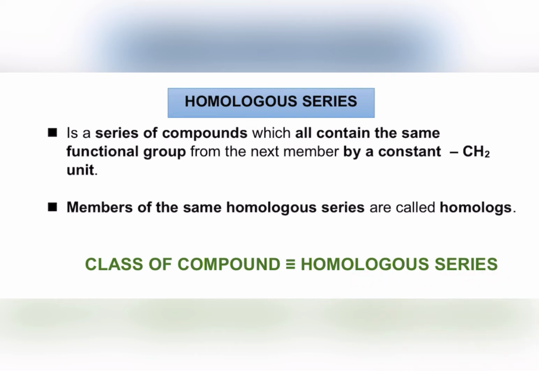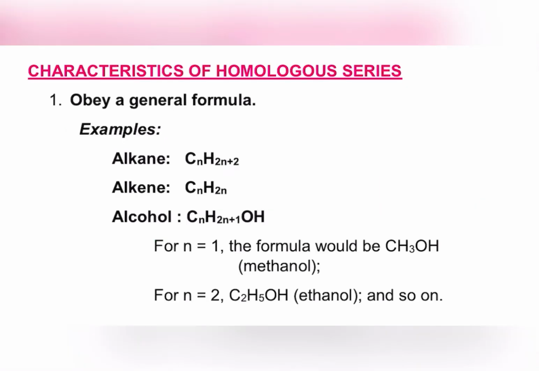Usually, homologous series is also related to the class of compound, because all members of the same homologous series will have the same functional group. There are a few characteristics of homologous series that you have to understand. The first one: it must obey a general formula. For example, you have alkane with CnH2n+2, alkene CnH2n, and alcohol. And the n value must be an integer.